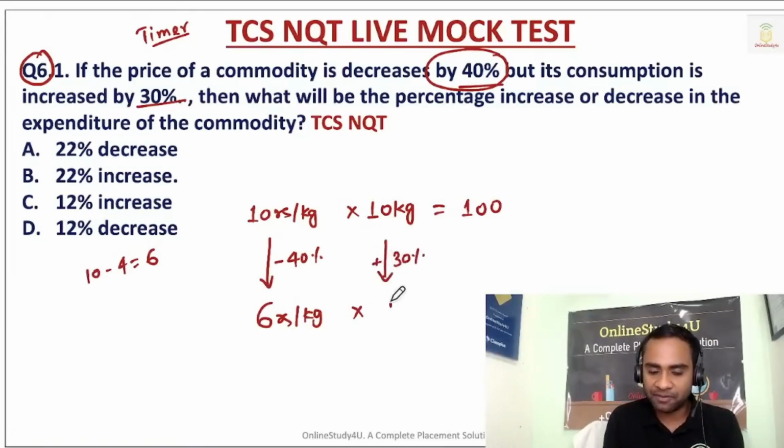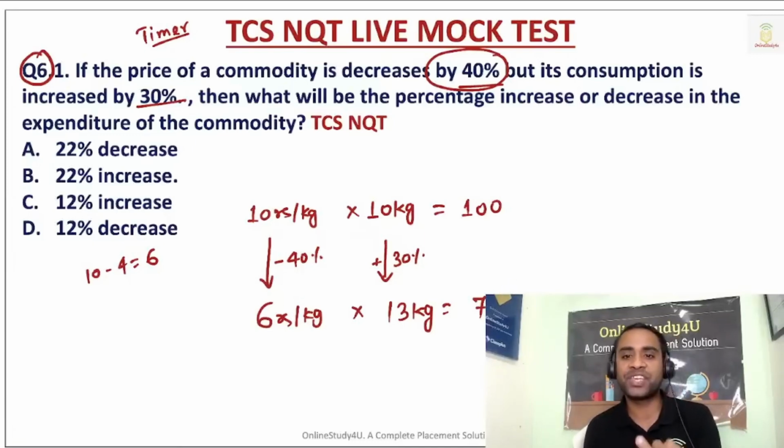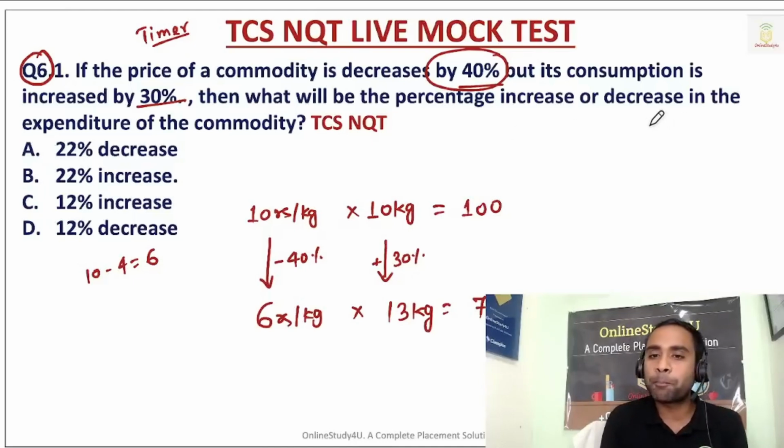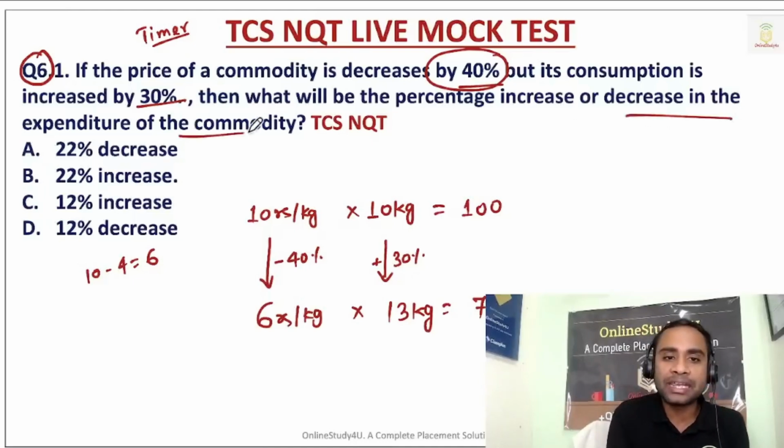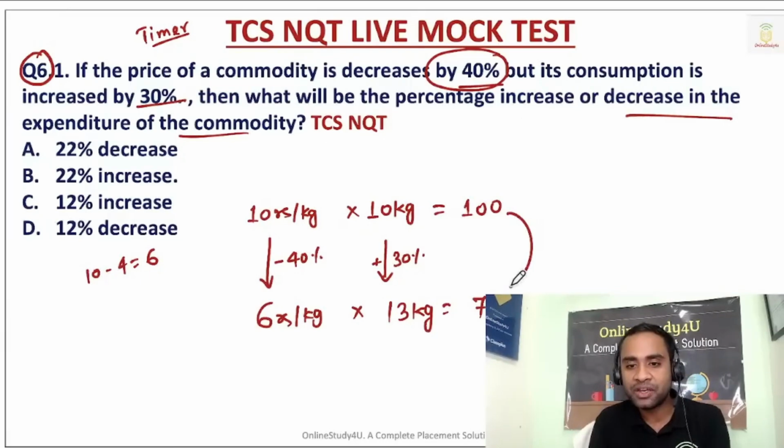So 10 plus 3 will become 13. Now your consumption is 13 kg. Okay, fine. So 6 into 13, 78. Now, what will be the percentage increase or decrease in the expenditure of the commodity? You can see here 22%.